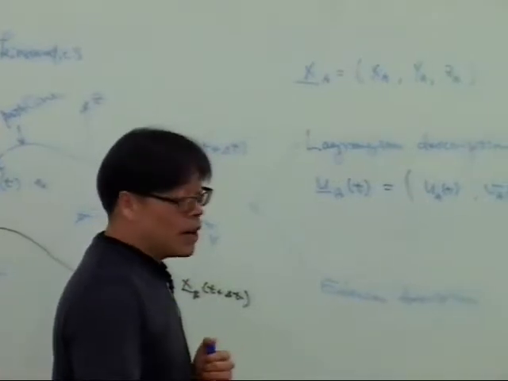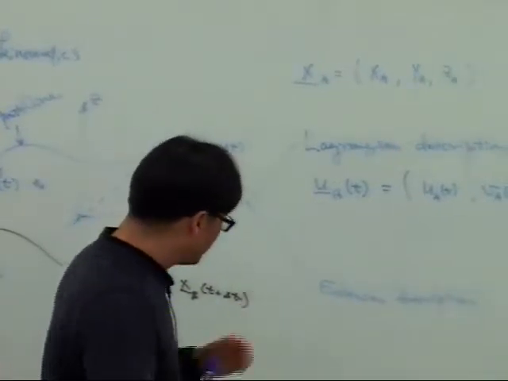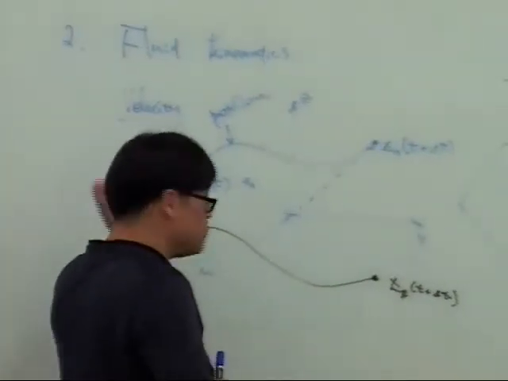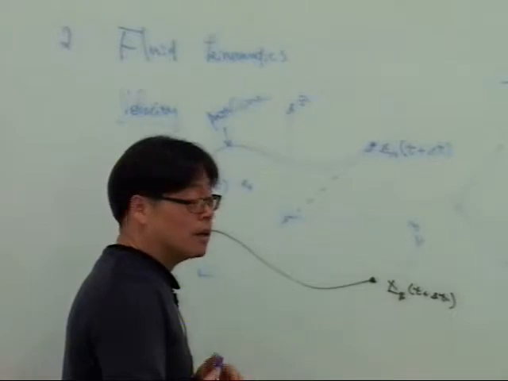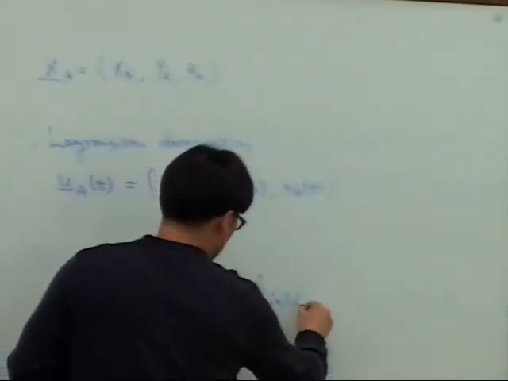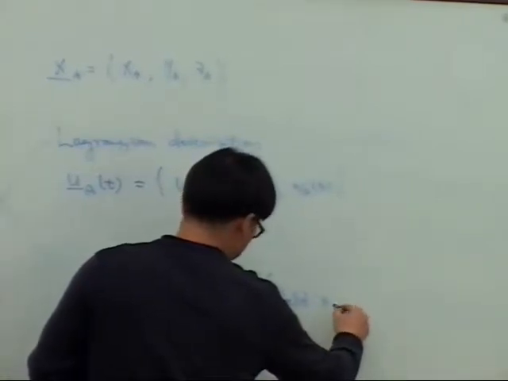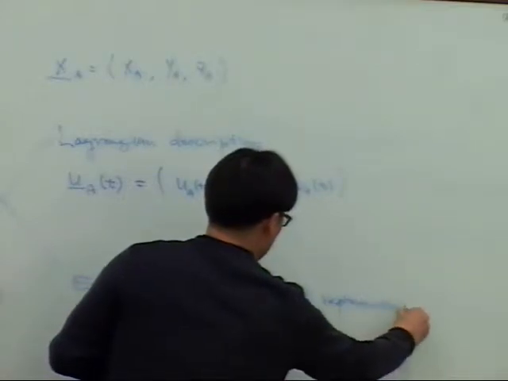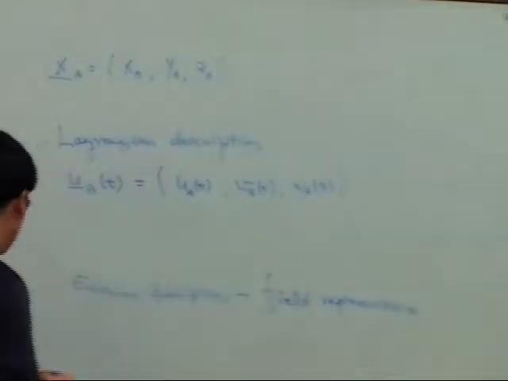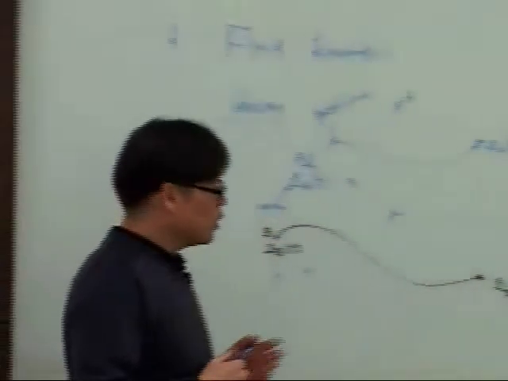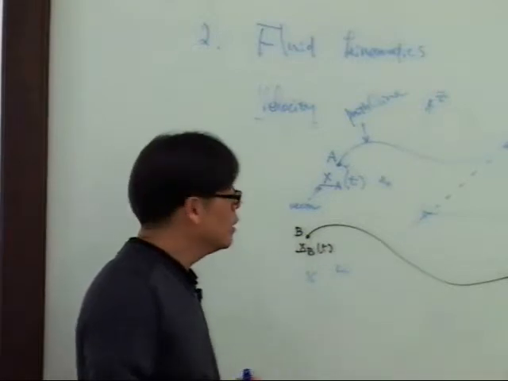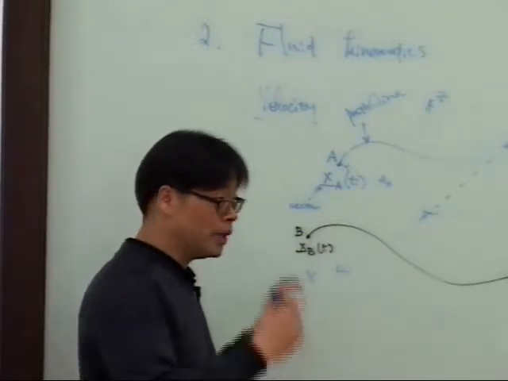On the other hand, in the Eulerian description, we don't care about the names of fluid particles. Okay, this is more like a field description or field representation. So in this description, what I do is I just take a picture, a snapshot. Okay, at a given time, I take a picture.